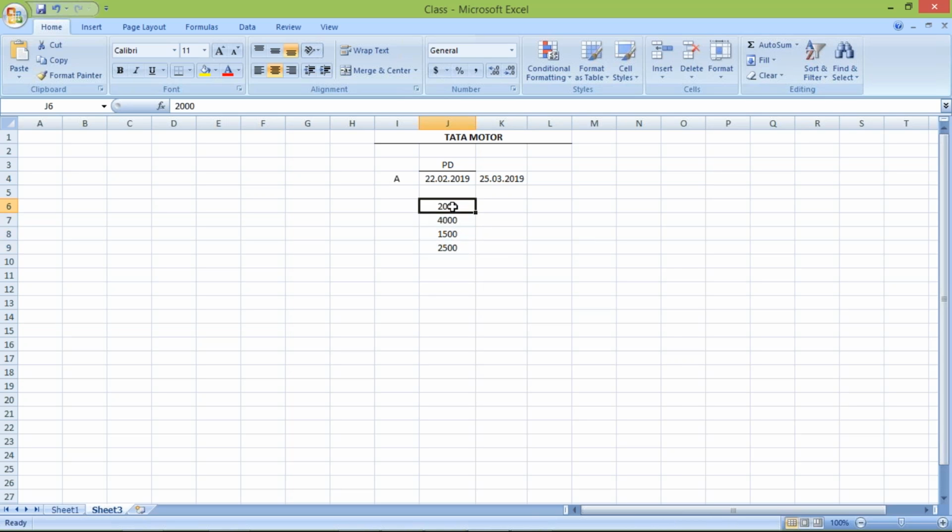So now how much is the total TDS? On this amount we are going to deduct certain TDS. 200 rupees will be TDS on 2000, on 4000 rupees 400, 150, and 250 TDS we have deducted. This much TDS we have deducted. So how much is it, guys? It is 1000 rupees.